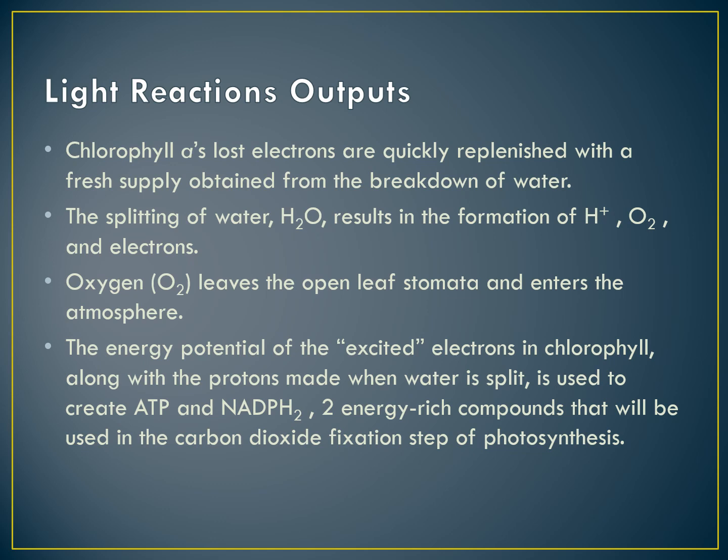The bottom line is, as chlorophyll absorbs light energy from the sun, in particular the red and blue wavelengths of light, electrons in the chlorophyll molecule are excited. So those electrons, along with the protons that are created when water is split, are used to create those two energy-rich compounds, ATP and NADPH. And those energy-rich compounds will be moved over into the Calvin cycle.